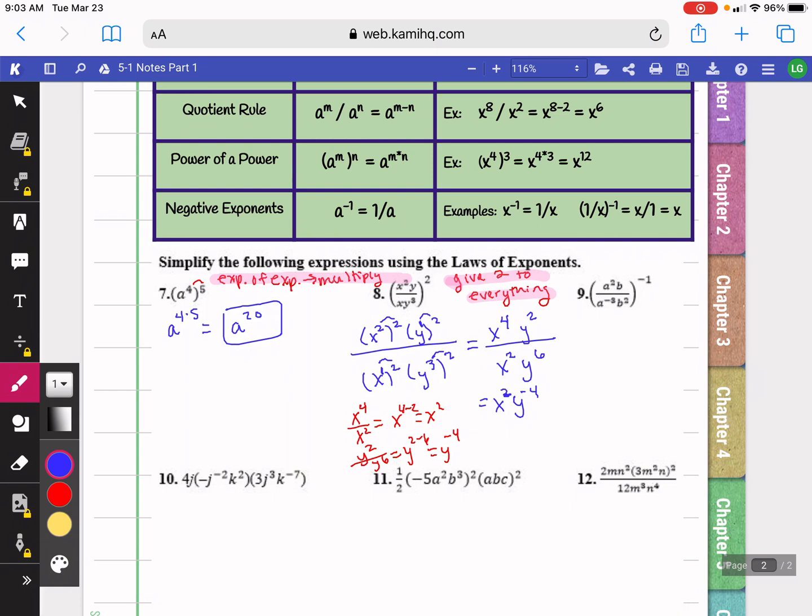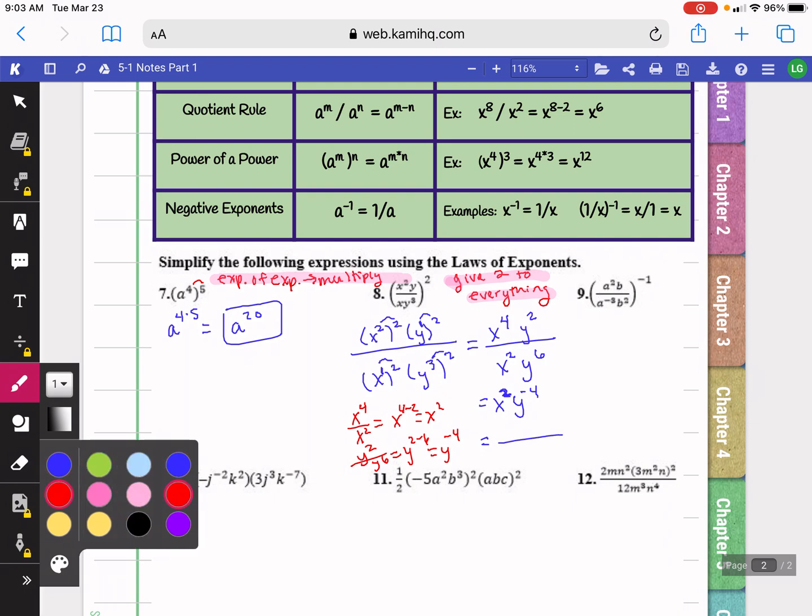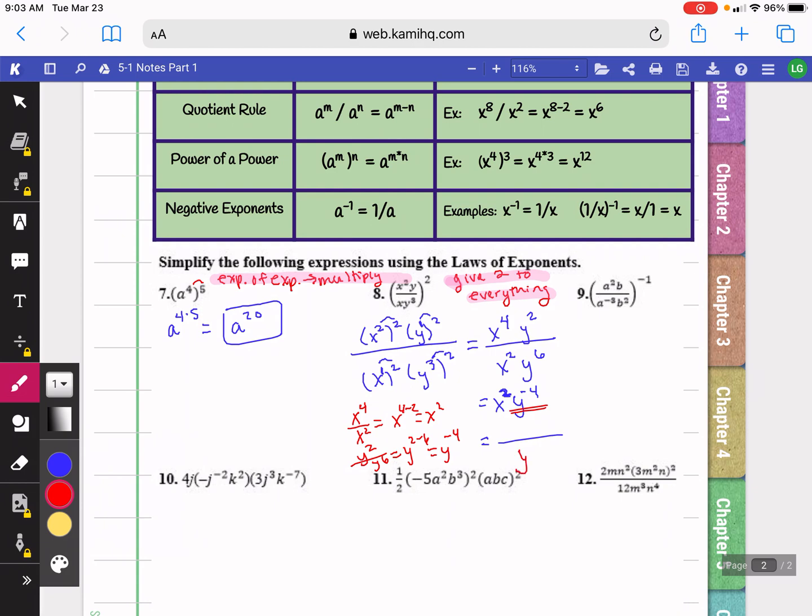And then here we have a negative exponent. Remember, you don't want negative exponents. So I'm going to write my answer as a fraction. And that y to the negative 4 is going to go to the bottom to become a positive 4. The x squared will stay on top.